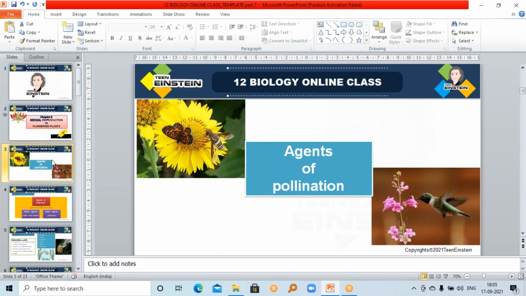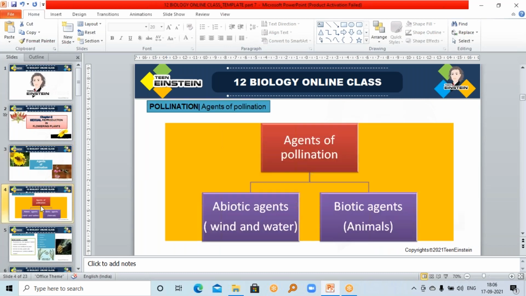We have learned about different types of pollination. Now we are going to learn about the different agents which help make this pollination successful. Pollination means the transfer of pollen grains from the anther to the stigma, and this happens with the help of pollinating agents. There are different types of pollinating agents. Now we are going to learn about them. Got it?